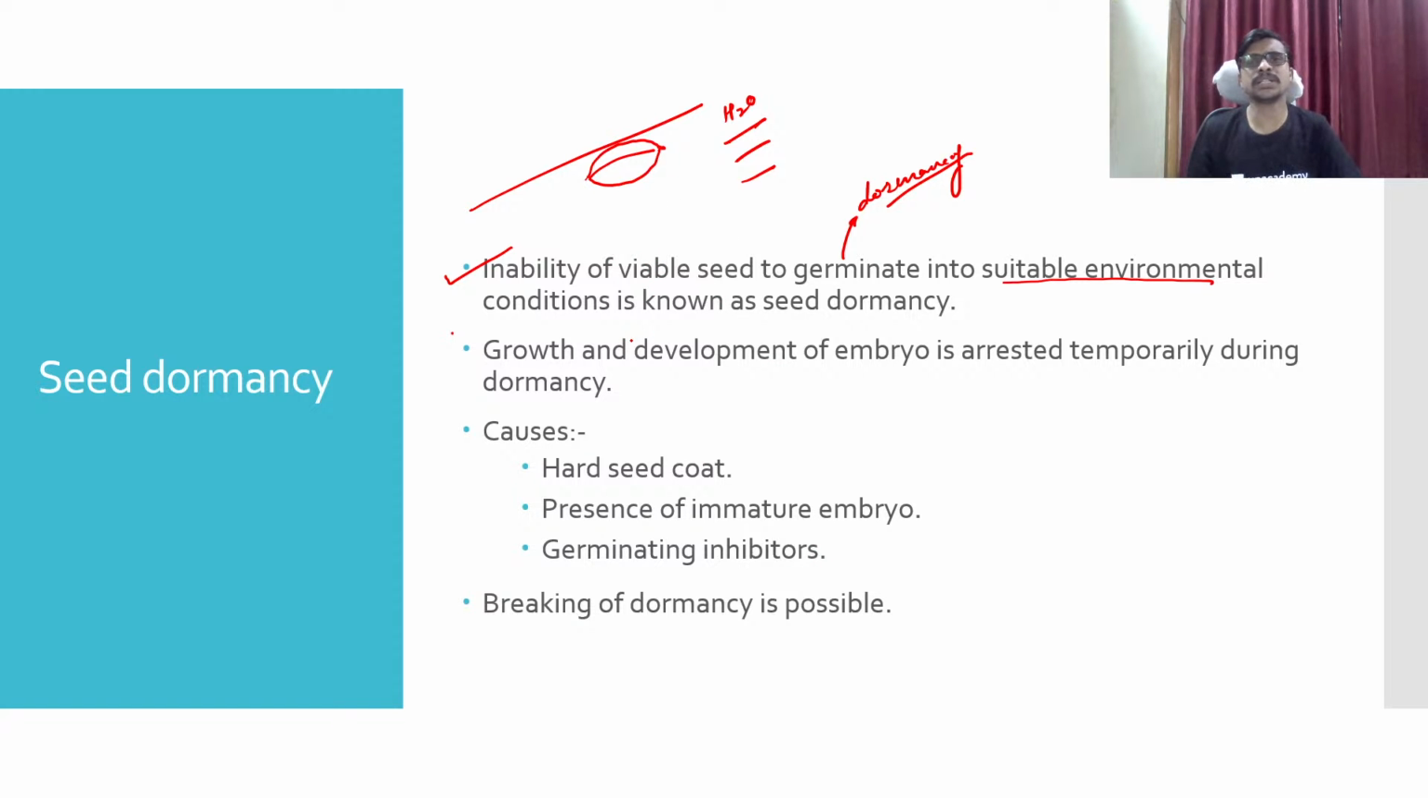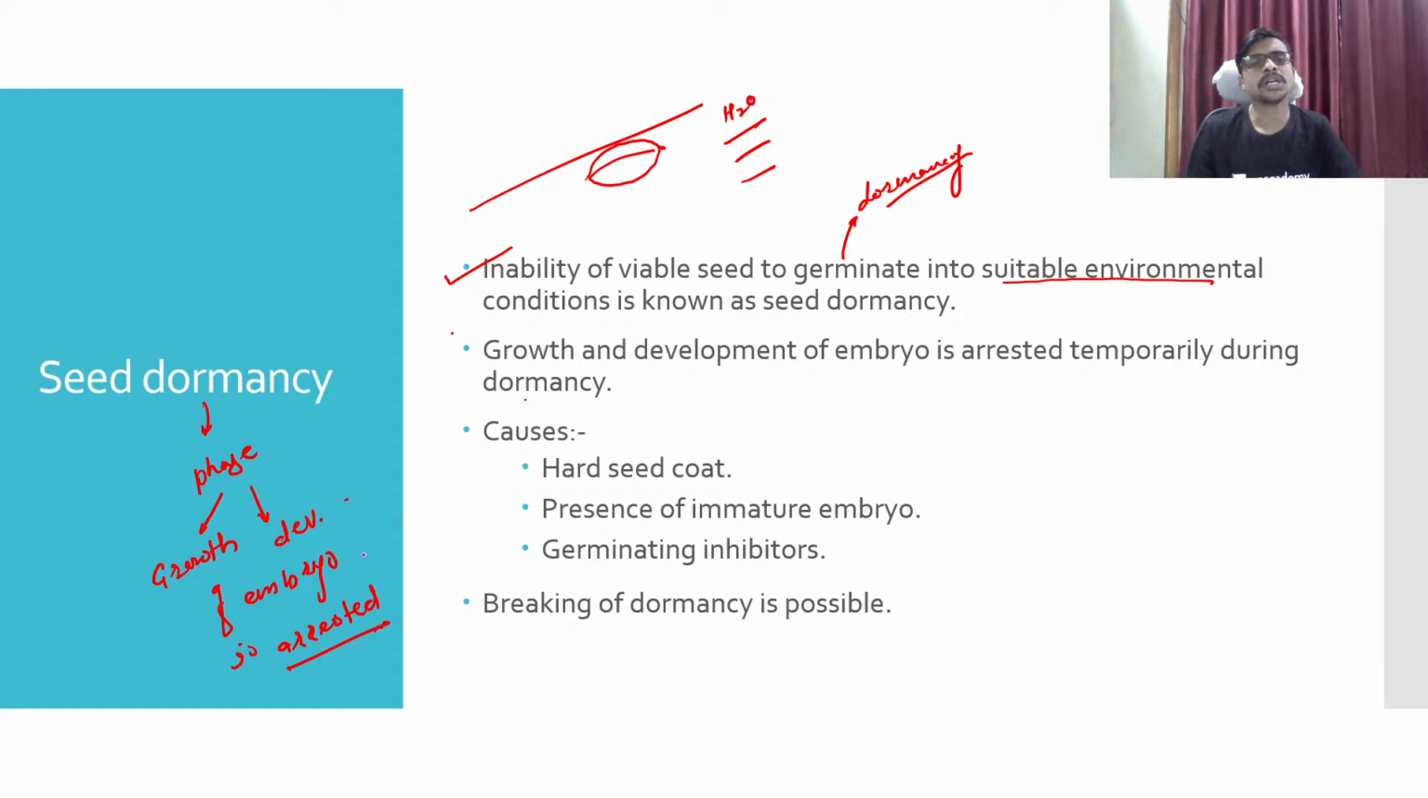It is the inability of a seed to germinate in suitable environmental conditions also. Growth and development of the embryo is arrested temporarily during dormancy. Dormancy is a phase in the life of a seed, a phase where the growth and development of the embryo is arrested.